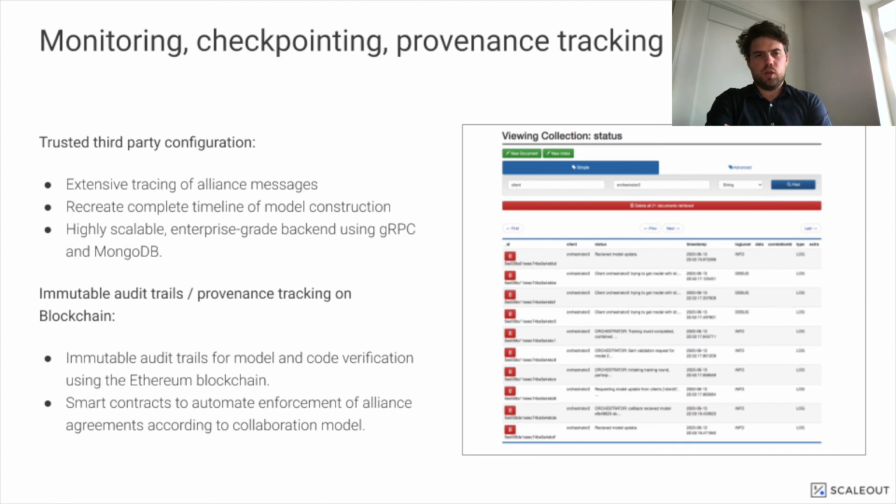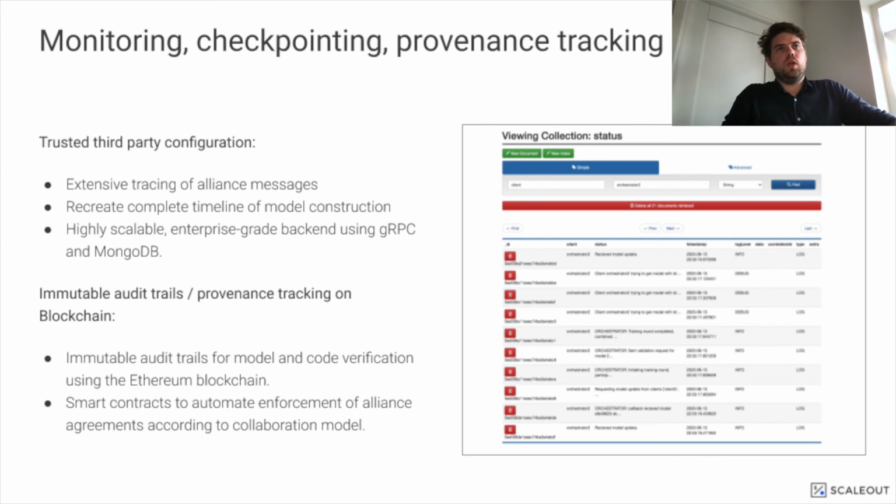If you look at the third-party configuration scenario, we may want to have extensive tracing of alliance messages. We want to be able to track pretty much all the steps that have been taken in the coordination of creating this model. This is in order to be able to recreate the timeline of model construction, to look at what has happened historically in order to do root cause analysis and so forth. I mean, this requirement is really not different from any other enterprise grade system where you need to be accountable for the construction of the state of the system in the end.